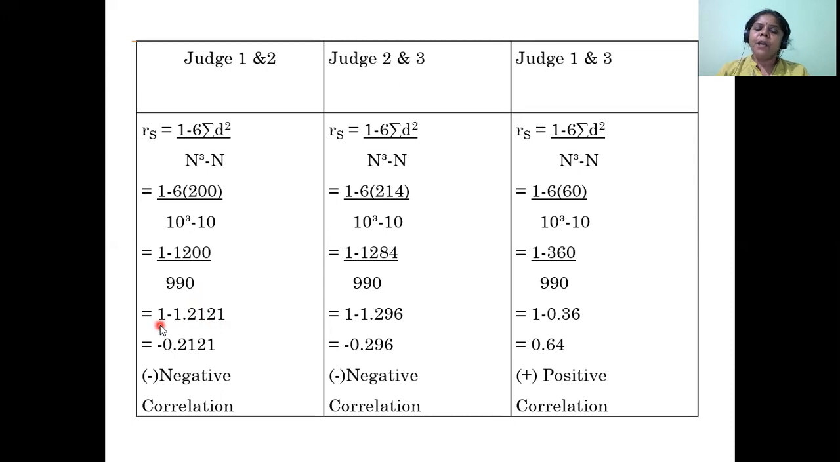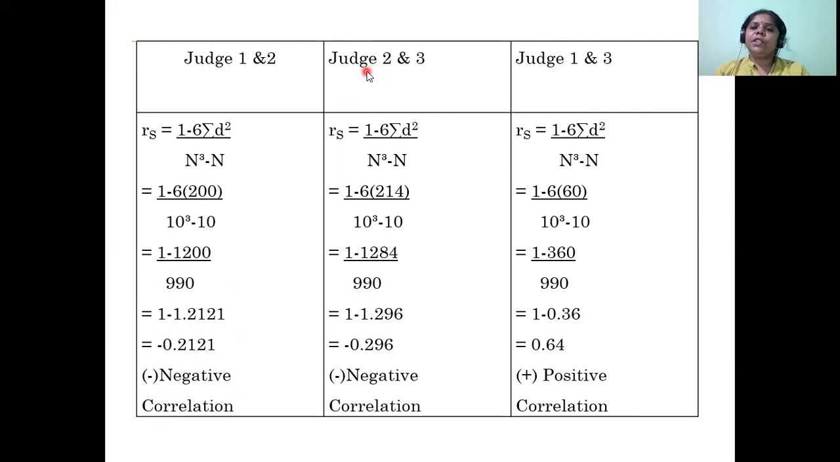1.2121. Okay. So 1 minus 1.2121, you will get minus 0.2121. Okay, students, this is what we are getting from judge 1 and 2: negative correlation. Why? Because the values are more here. Therefore, we are getting a minus sign. Therefore, it is called negative correlation.